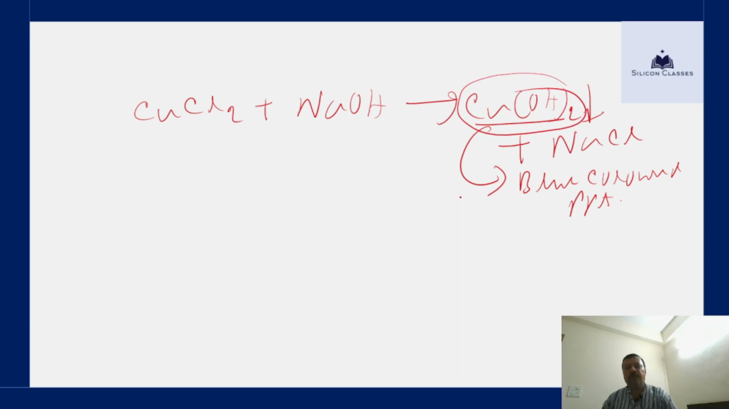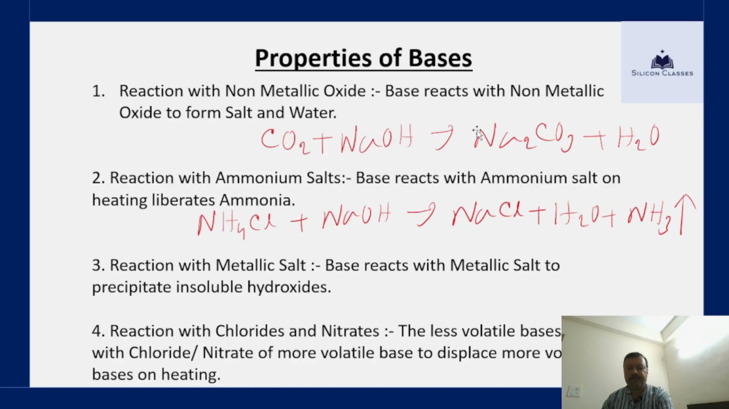Insoluble in water. So while the metallic salt, that is cupric chloride, reacts with the base, it will precipitate. It will form a precipitate of metallic hydroxide and will form the corresponding salt. The less volatile base reacts with chloride or nitrate. The less volatile base reacts with fluoride or nitrate of more volatile bases to displace the more volatile bases on heating.